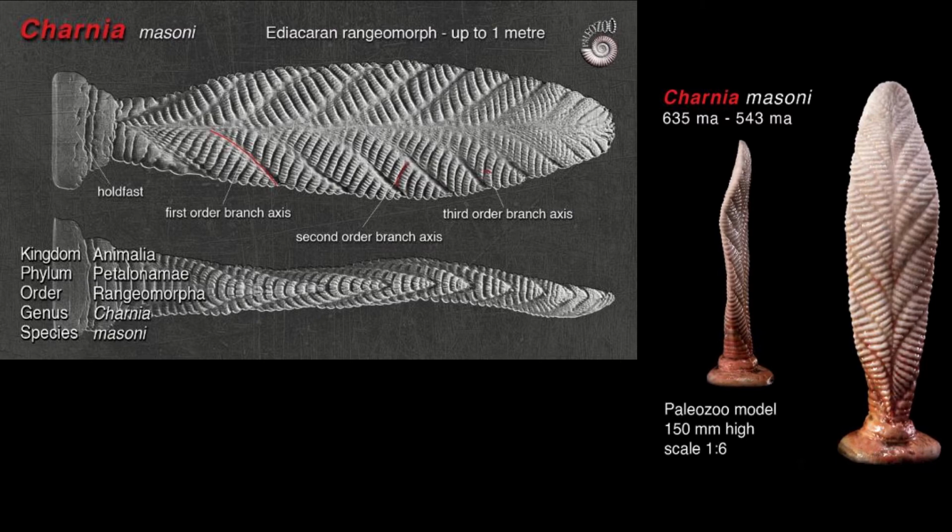Anyway, we've got lots and lots of fossils. These are pretty neat. Some of them got very large, like a meter in length. Some of them were much shorter. A lot of diversity here in the Charnia type fossils.